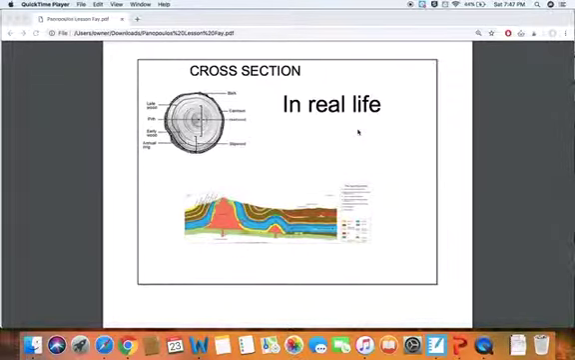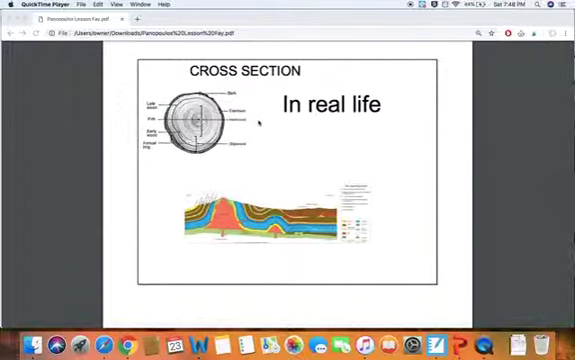Now let's talk about real life situations where we're going to see cross sections at any point in our lives, right? If we look at a tree, if we cut a tree down to determine its age, we want to see all of these different rings. Now here's the thing with the cross section. A cross section is a two-dimensional figure. It is a two-dimensional shape that is the result of cutting a three-dimensional shape in a specific way.